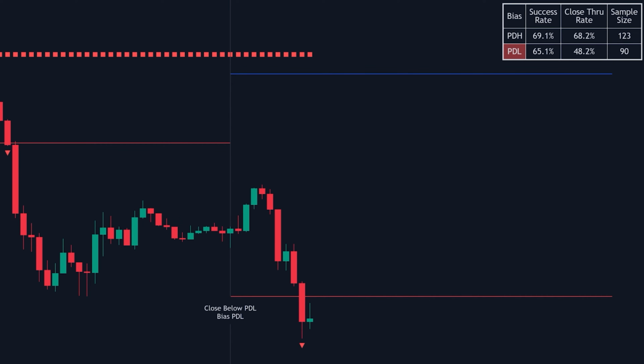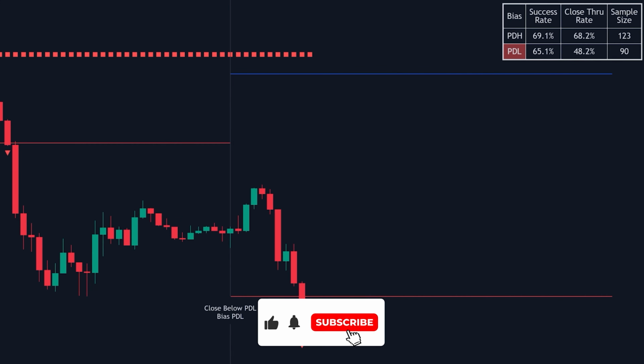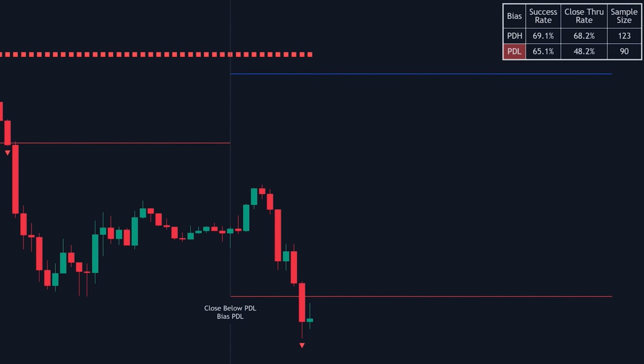For instance, if we focus on the PDL row of the chart, the sample size tells us there were 90 instances where the daily bias targeted PDL. From these instances, 65.5% saw the price trade through PDL, but only 49.1% of those actually closed below PDL.